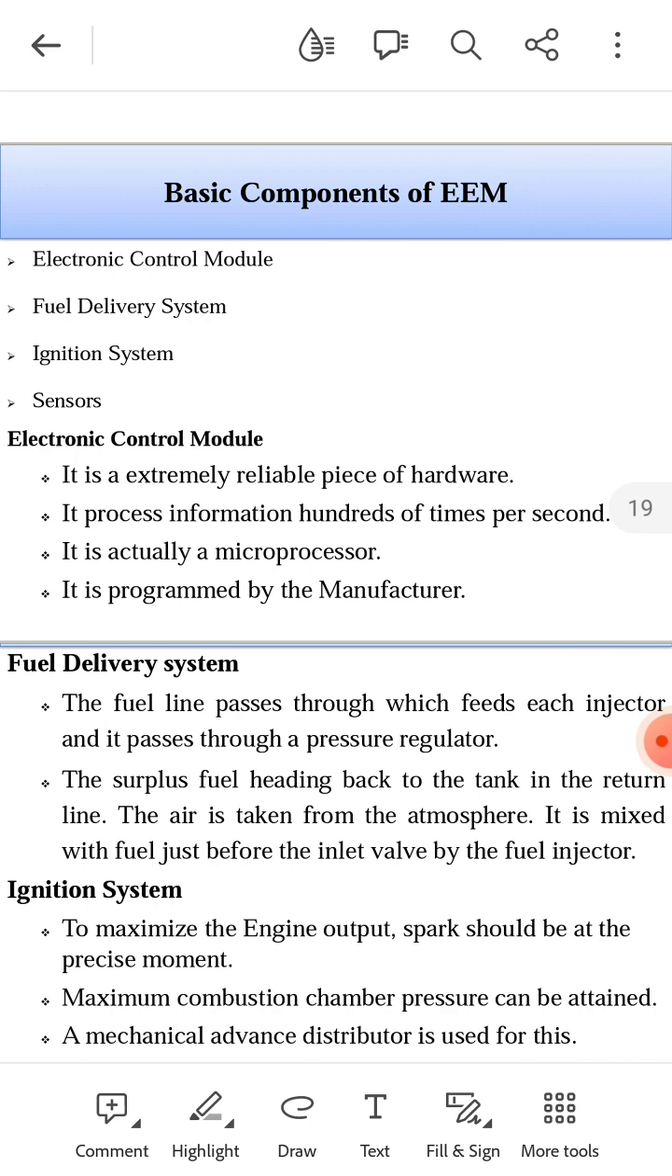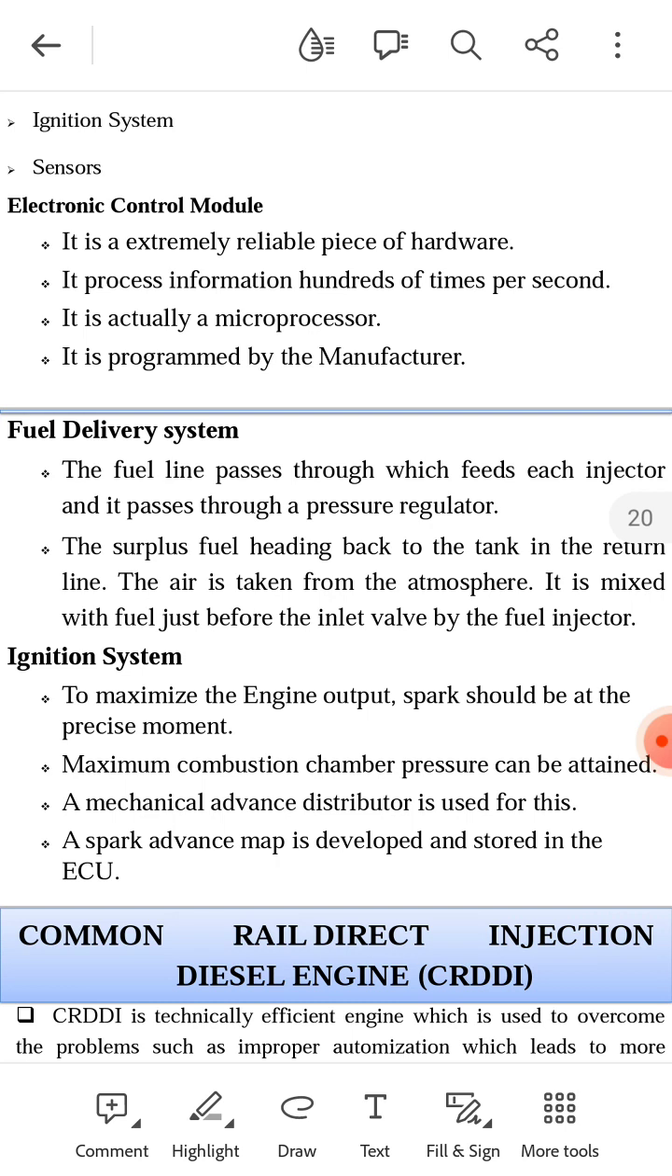Ignition system: to maximize the engine output, the spark should be at the precise moment so that maximum combustion chamber pressure can be attained. The mechanical advance distributor is used for this. The spark advance map is developed and stored in the ECU.